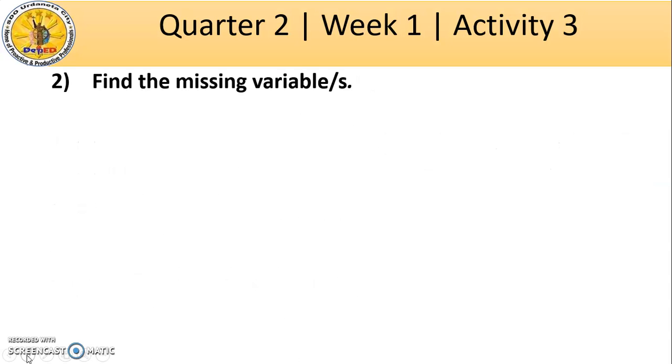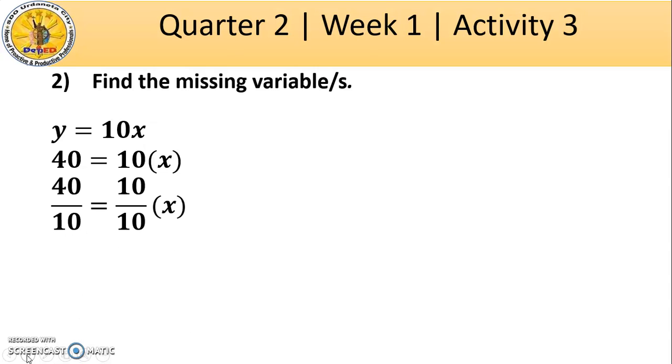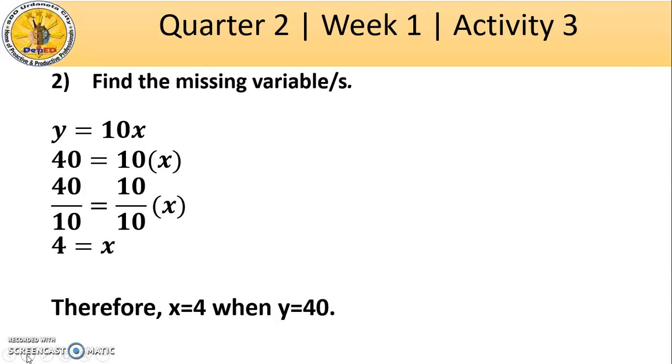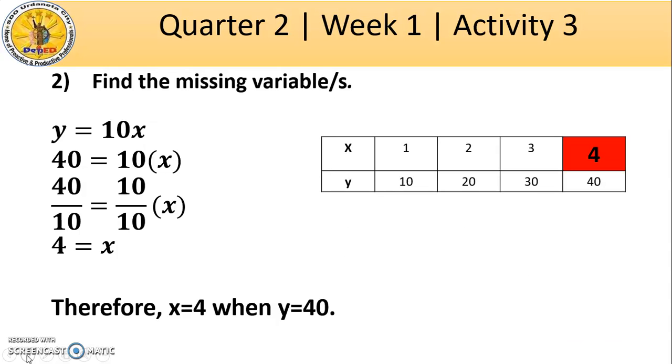Next is the missing variable. Again, we use the equation y equals 10x. We substitute the value of y to 40. So we have 40 equals 10 parenthesis x. We divide both sides by 10. So the value of x now is 4. Therefore, x equals 4 when y is 40.